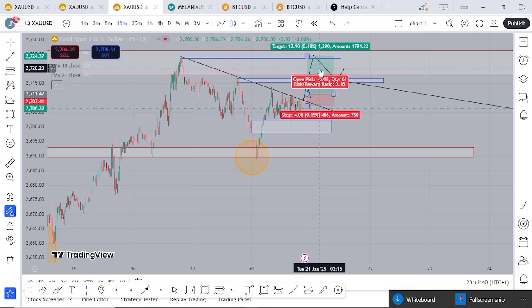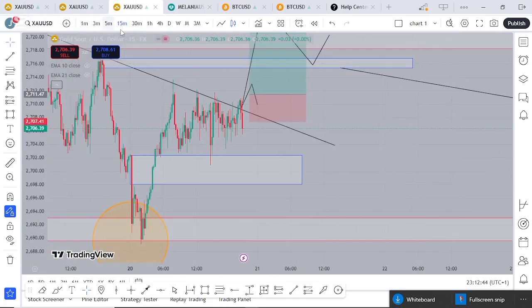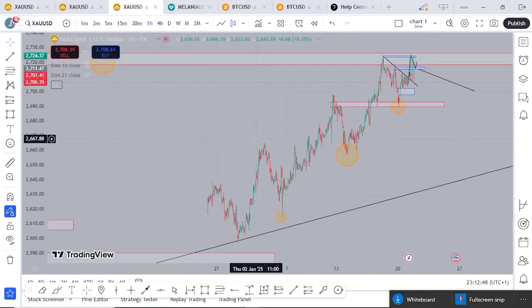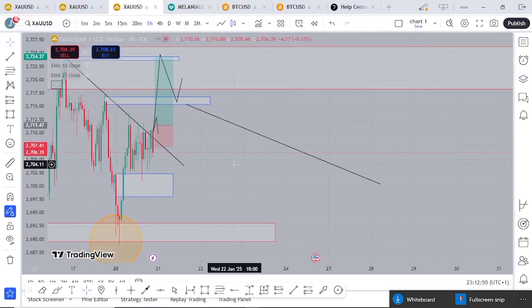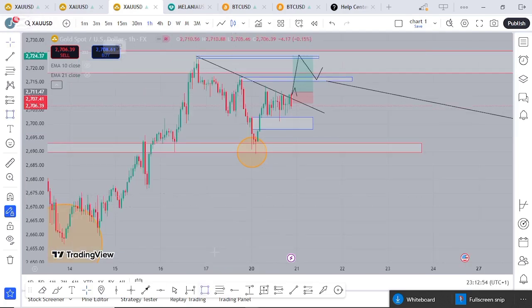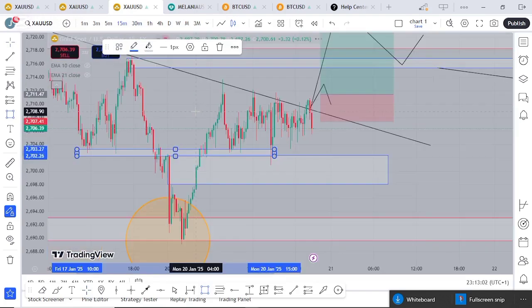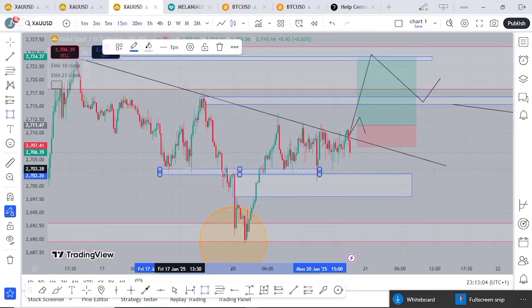So I'm expecting a break of this, because why? Because if you check from here, we have already seen, let me go to our 1 hour time frame. If you check here, you see that a reversal chart pattern has already been formed. You see it from this point. We have seen the reversal chart pattern, and you see these rejection candles.